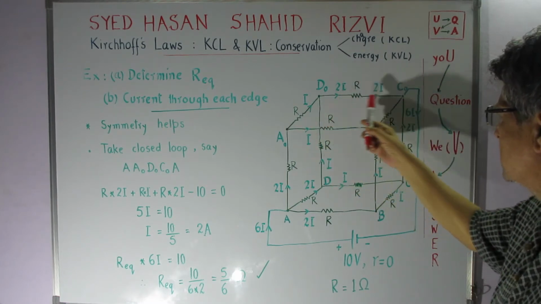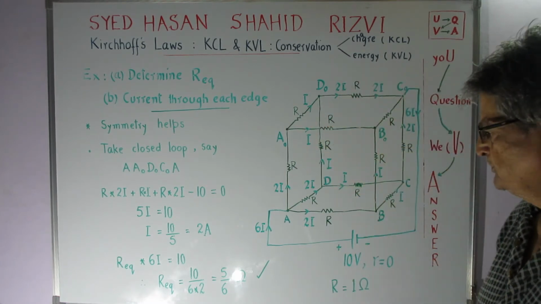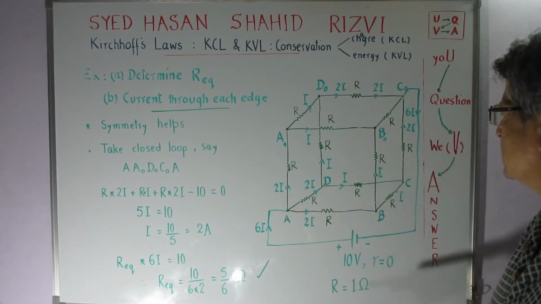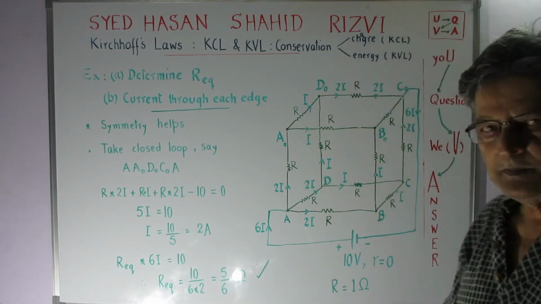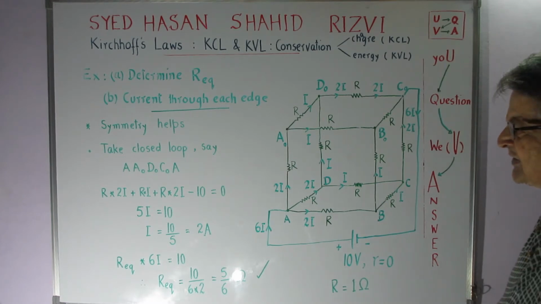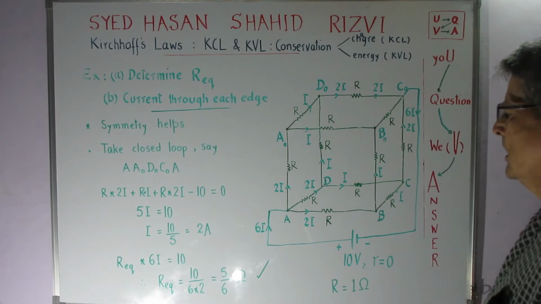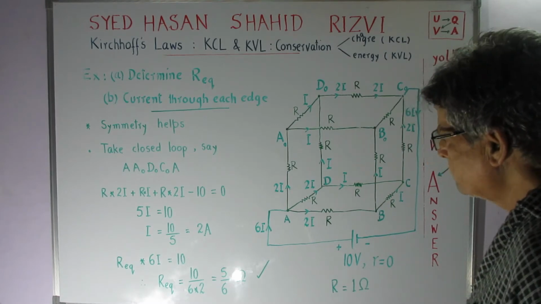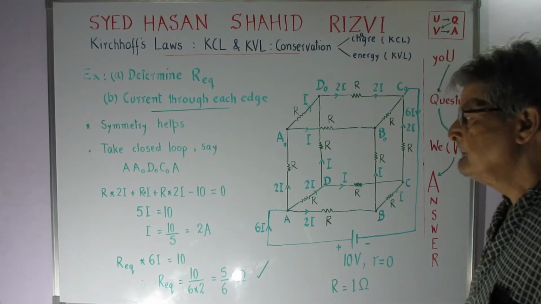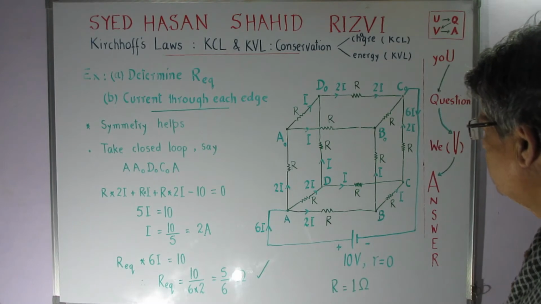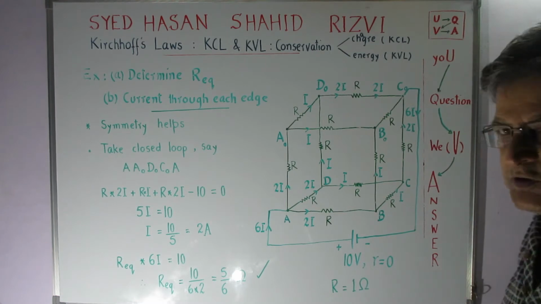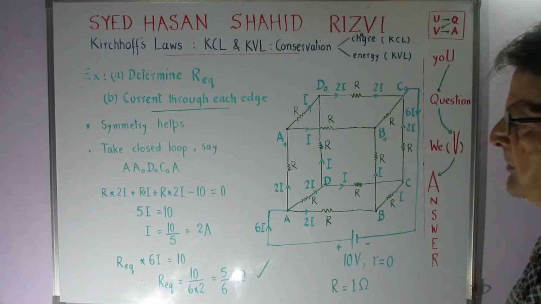Okay, the edges of the cube. I name the vertices A, B, C, D, A naught, B naught, C naught, D naught. This is how it happens. Now, this is an example of the application of Kirchhoff's law, but it is more so an example of symmetry. You can see that this network, which is very complicated in appearance, shows the beauty of symmetry.